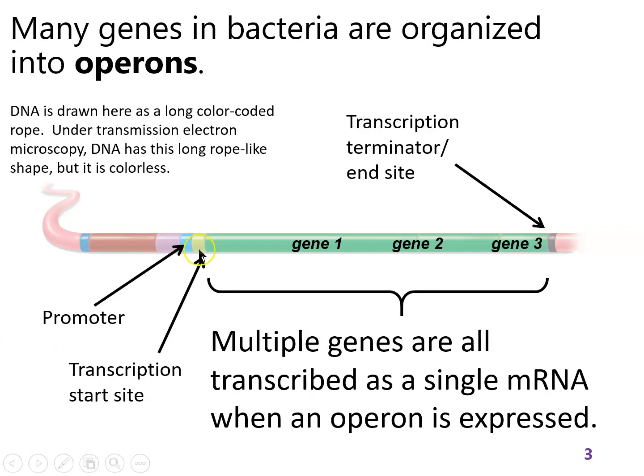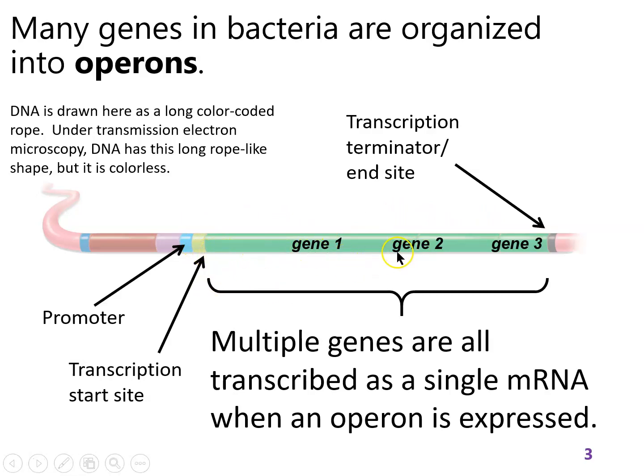So there's that. And then what any cell would do is, downstream of this, that's where the gene would be. So the transcription start site would be right here. An RNA polymerase would bind here, and it would move this way and transcribe the gene. And so that happens in bacteria.